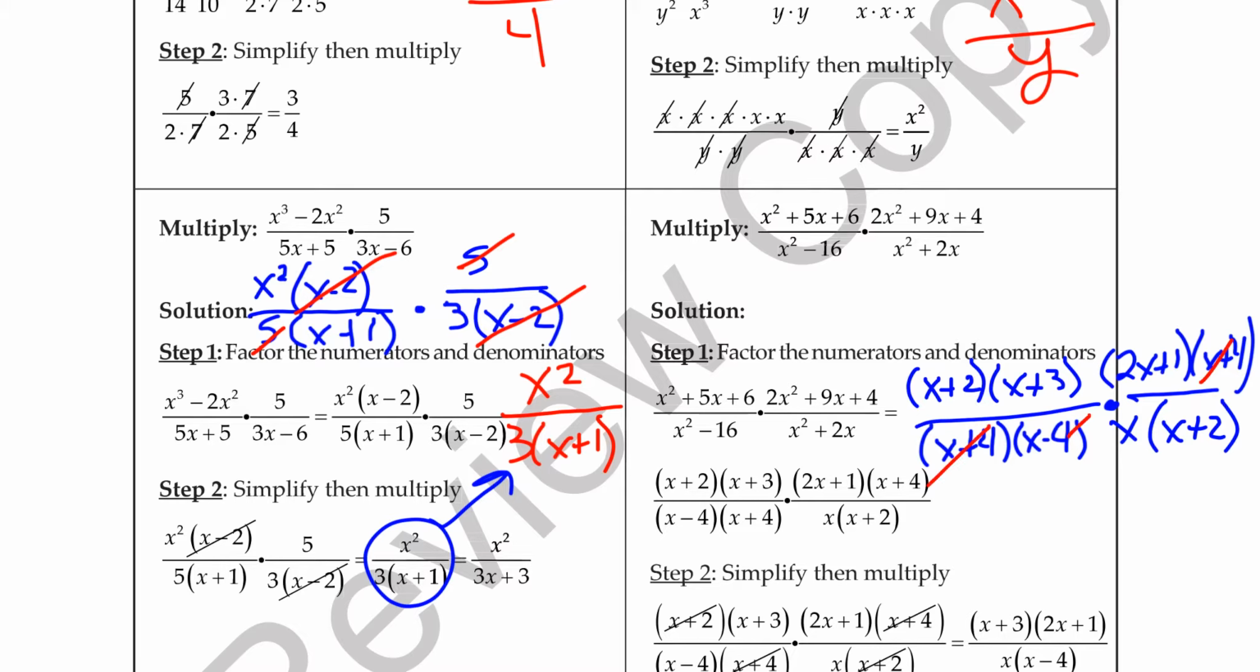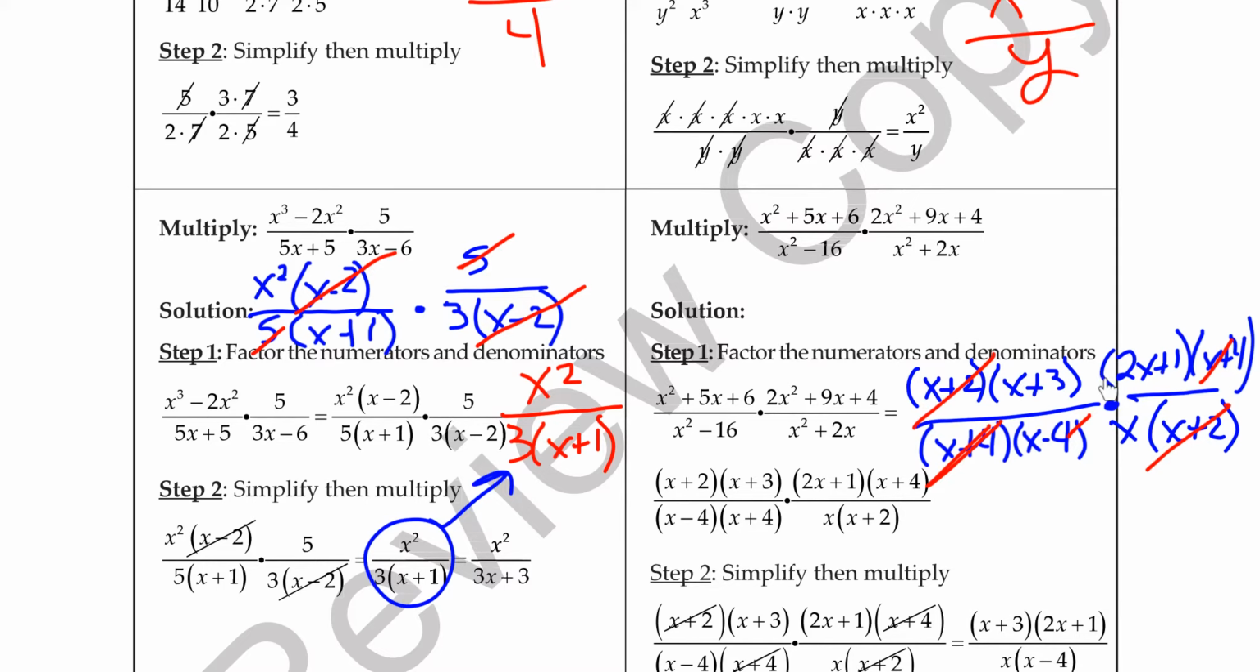Oh, not that one, this one, x plus 4. And x plus 2 here can cancel. And that's about it. This x right here is a factor, but it cannot cancel with either one of these because these x's are both tied up in binomials. This one's a term, and this one's a term, so these ones can't cancel with this x.